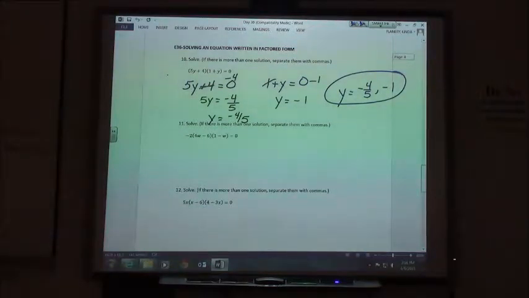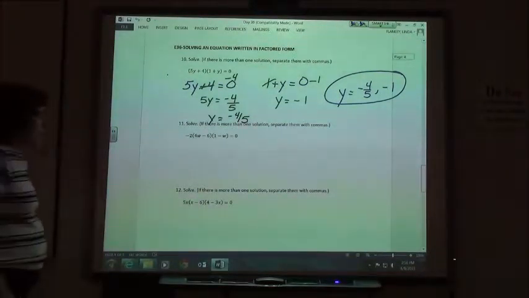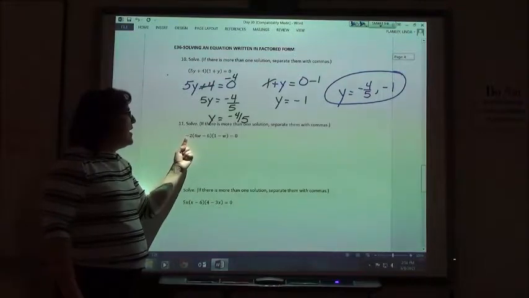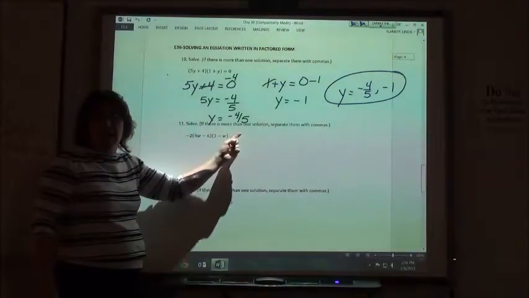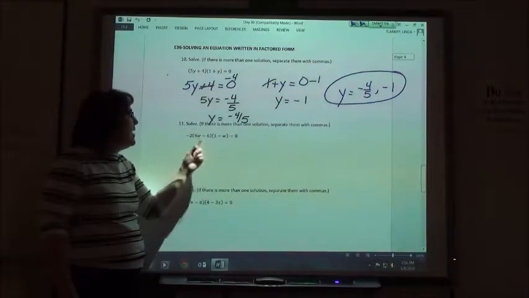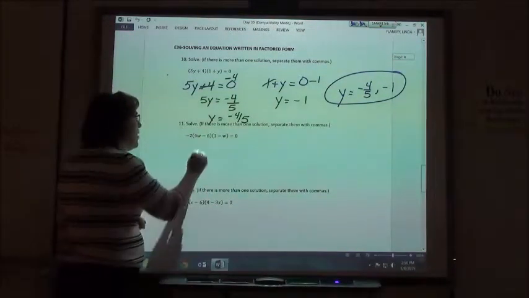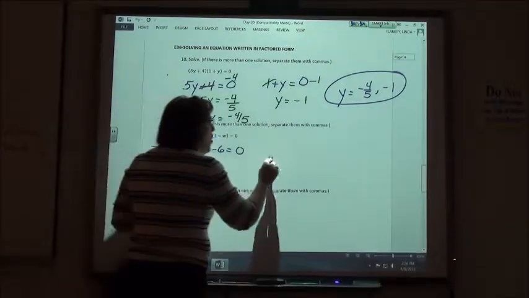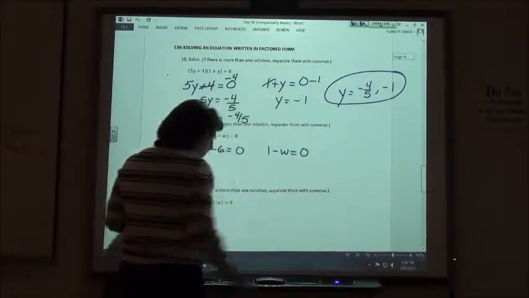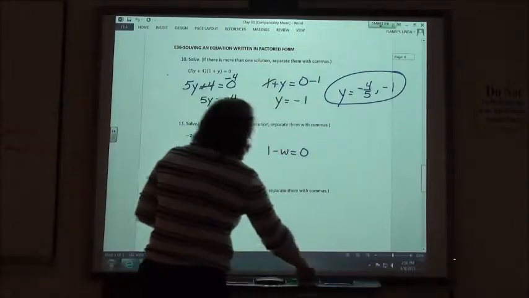Number 11, we're going to solve, separating with commas. So normally I would say negative 2 equals 0, but there's no variable there. Negative 2 can't equal 0. Can't solve that. This one, however, has a variable. 4w minus 6 equals 0, or 1 minus w equals 0. And I'm going to solve each of those.